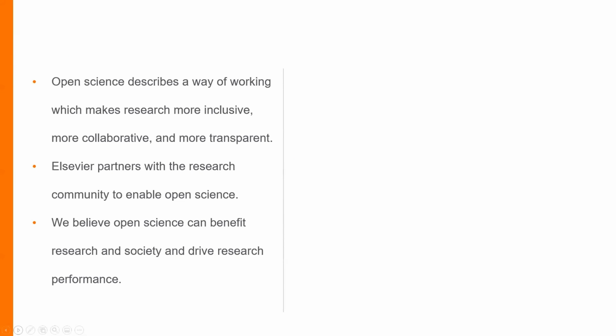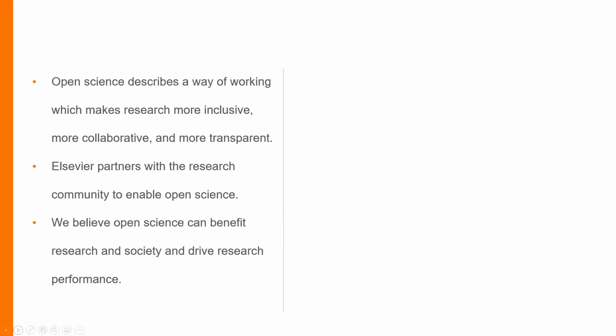So open science is a way of working which makes research more inclusive. This is the idea that we want to make research more inclusive, more collaborative, and of course, more transparent. So we want to show the public exactly what we are doing and why we are doing it, and we want to be very transparent about it. As Elsevier, we are a partner for the research community and we want to enable open science. Of course, this is a great idea. We want to follow it.